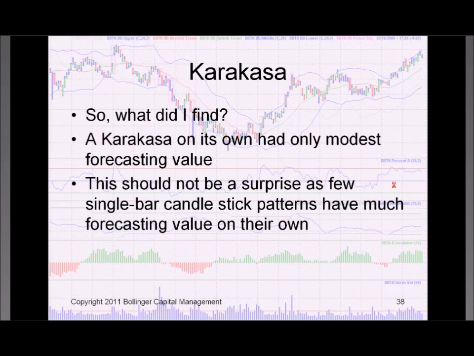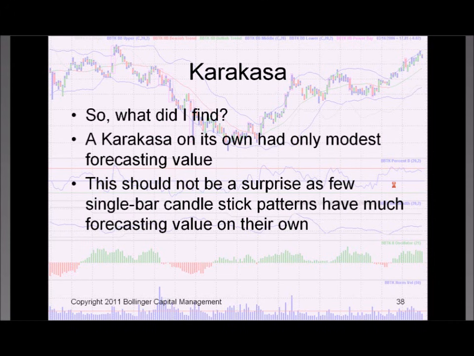So what did I find? I found a Karakasa on its own had only modest forecasting value. It was, in fact, statistically significant only like at the 90% level. So it didn't have tremendous forecasting value on its own. Therefore, it wasn't really useful just as a single bar pattern.